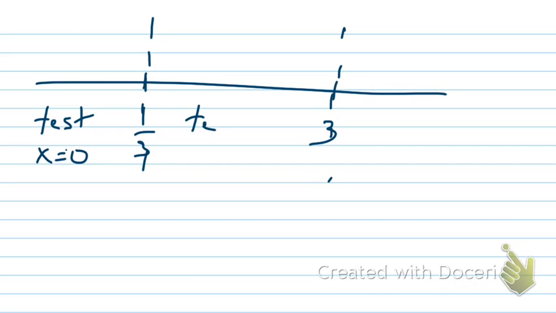Okay, so we're going to test a value from each region, because if this function is increasing, the derivative will be positive, and if it's decreasing, the derivative will be negative. Let's test anything less than a third, such as 0. Let's test anything between 1/3 and 3, such as, say, 2. Test anything bigger than 3. How about 4? Now we do plug into that derivative.